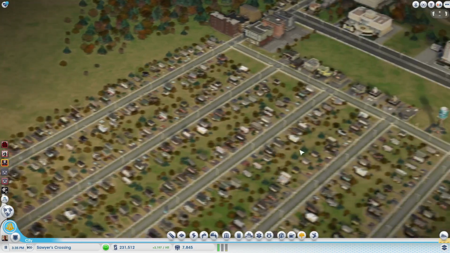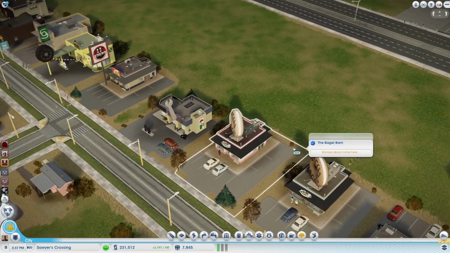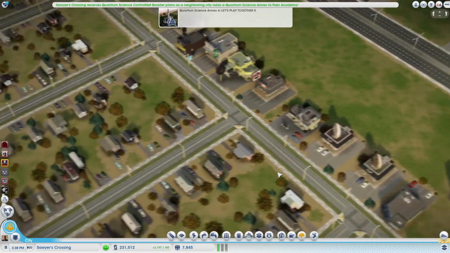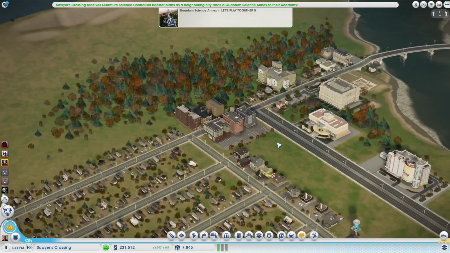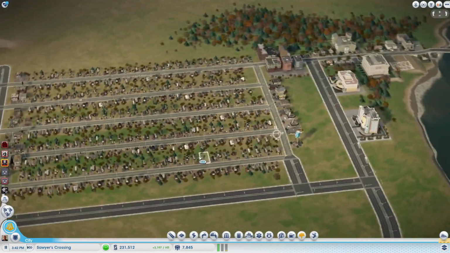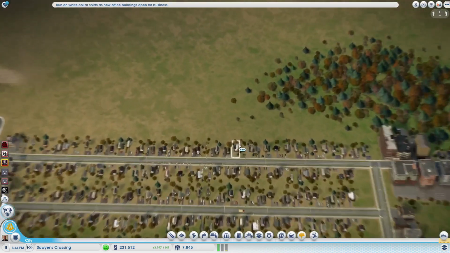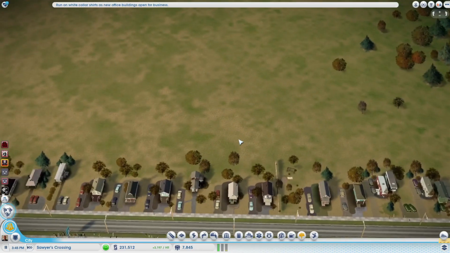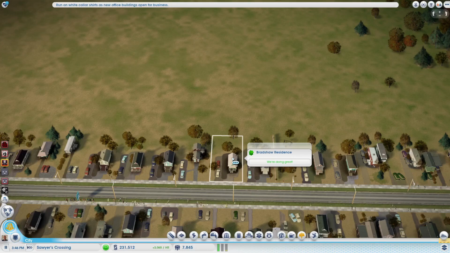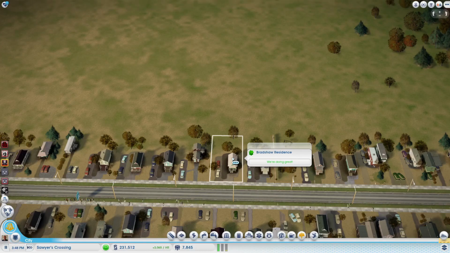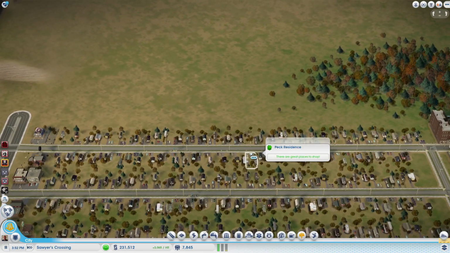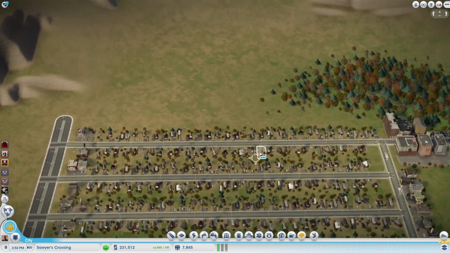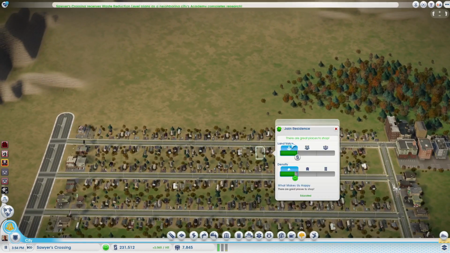Same with commercial. If commercial needs are being met, then they will upgrade from low density to medium density, and then from medium density to high density. Same thing with industry. But it's all based on the road. You could have incredibly happy residents, but if the road is a low density road, then no matter how happy they are, these homes are going to remain low density homes. So what you do is you would change the density of the road to change the density of the building.